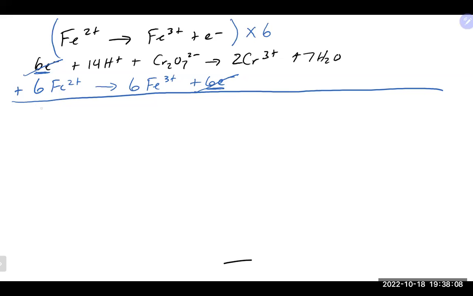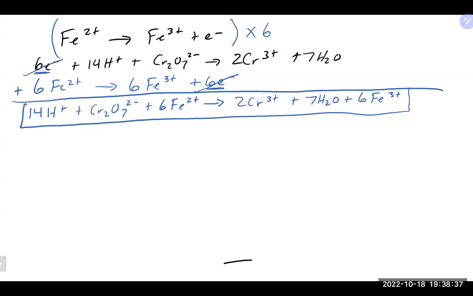So if we do that, we've got 14 H pluses plus Cr2O7 2 minus plus 6 of the iron 2. That is everybody on the left-hand side of the arrow. On the right-hand side of the arrow, we've got 2 of the Cr3 plus, 7 waters, and 6 of the iron 3. If I did not screw anything up, this would be the balanced equation in acidic conditions. So the process we just went through is how you would balance it in acidic conditions.